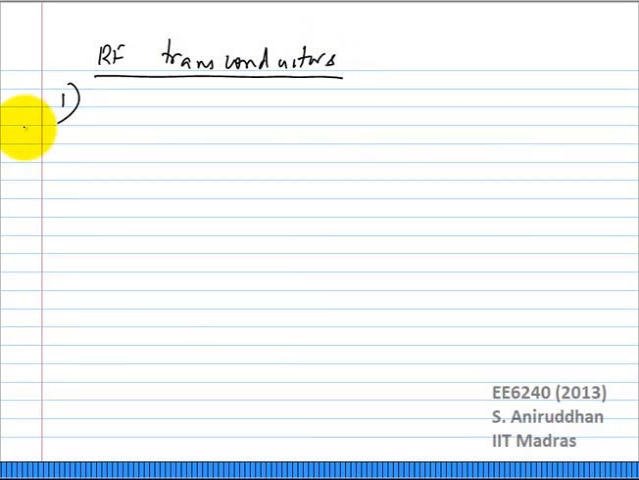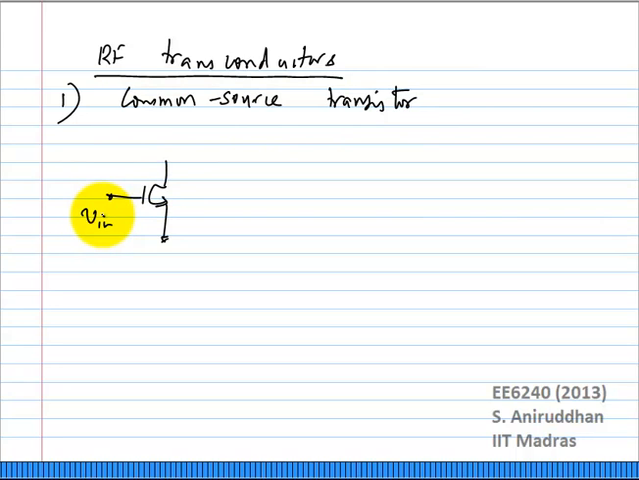Obviously, the simple transconductor we looked at was the common source transistor. So you give a Vin. I'll omit all the bias details. I assume all of you can add the bias details very easily. So you give an input signal Vin, the output current is Gm times Vin. As expected, you can design the transistor for a given Gm.